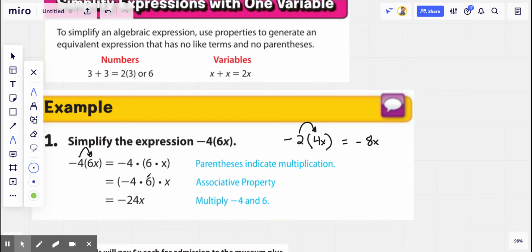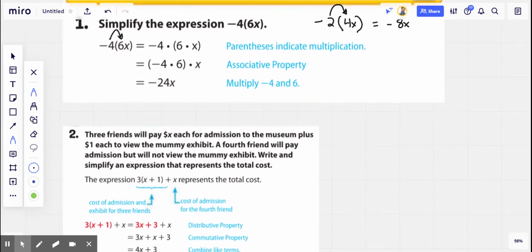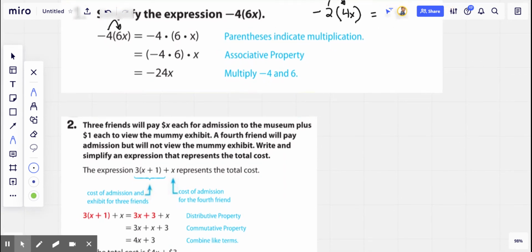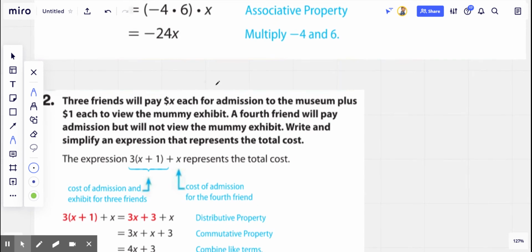Let's look at another example. Here we have 3 friends. It says 3 friends will pay x dollars each for admission to the museum, plus $1 each to view the mummy exhibits. That's all important information, so let me highlight it. They will pay x dollars each for admission to the museum, plus $1 to view the mummy exhibit. A 4th friend will pay admission but will not view the mummy exhibit, so he won't pay this extra dollar. Write and simplify an expression that represents the total cost.